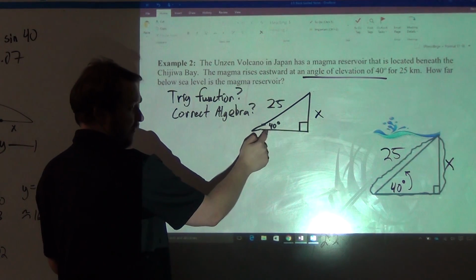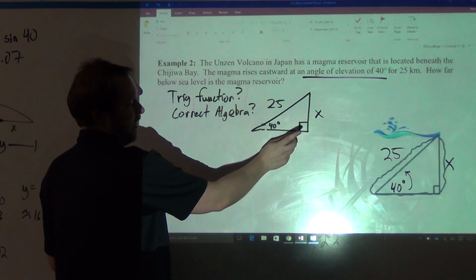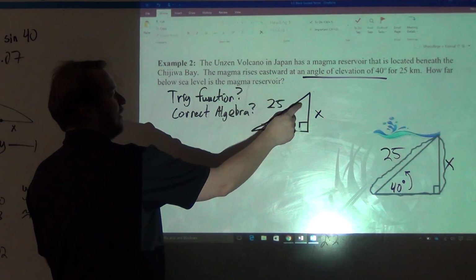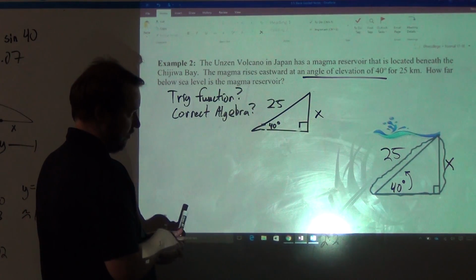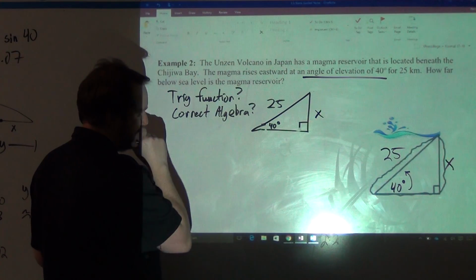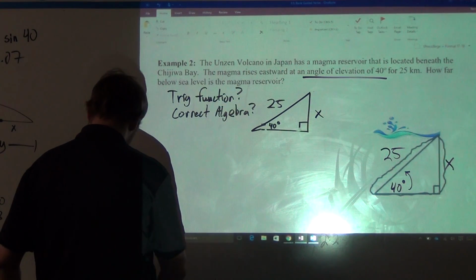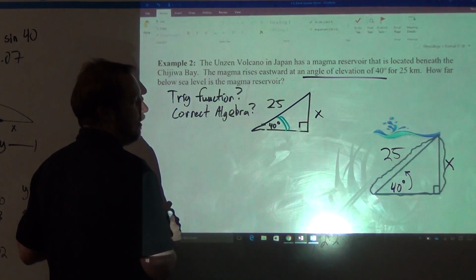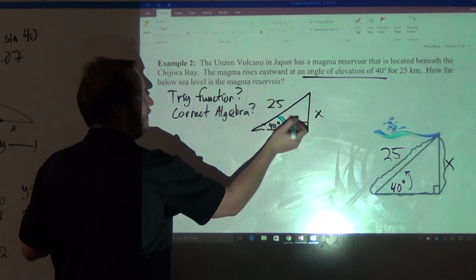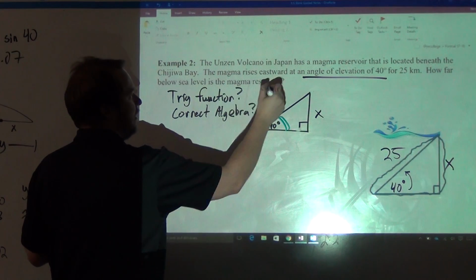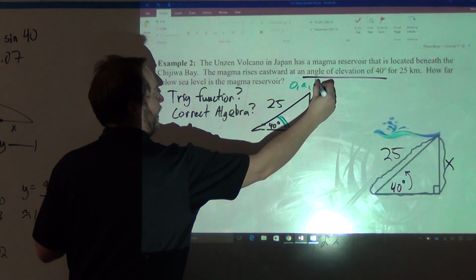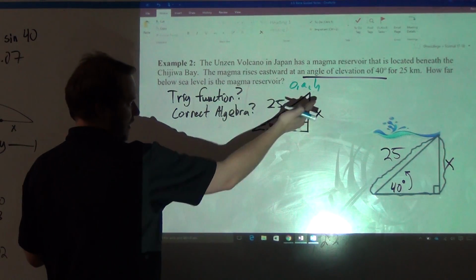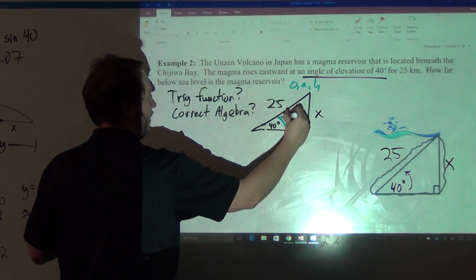Do I take the perspective of the 40 degrees? Do I take the perspective of the 90-degree right angle? Never take that. Or do I take the missing 50 degrees? Who do I use? We're going to use the perspective of the 40. From the perspective of the 40, the 25 and the x need to be O, A, and H. I guess we'll go with the opposite across from the right angle, the hypotenuse.